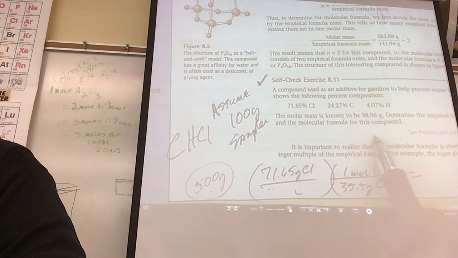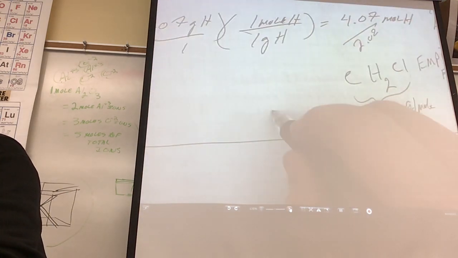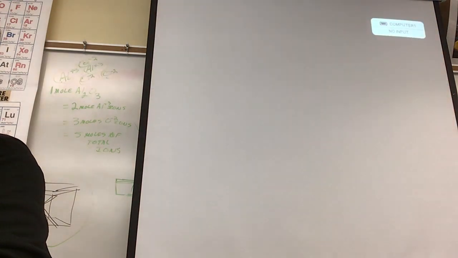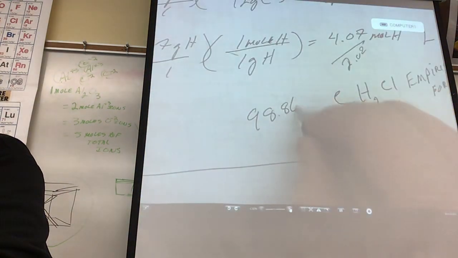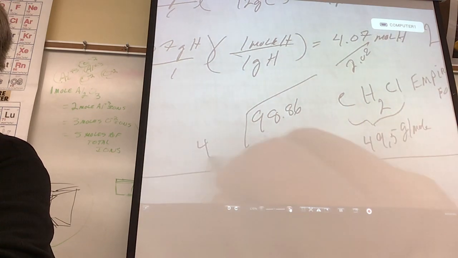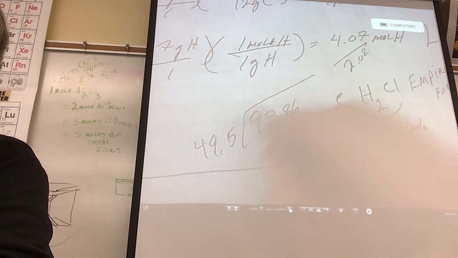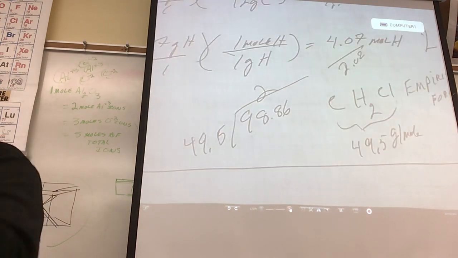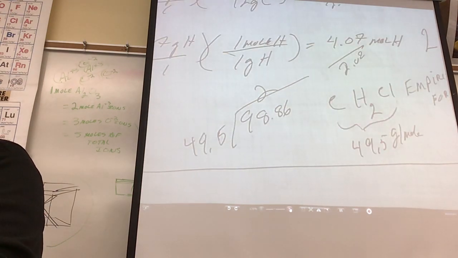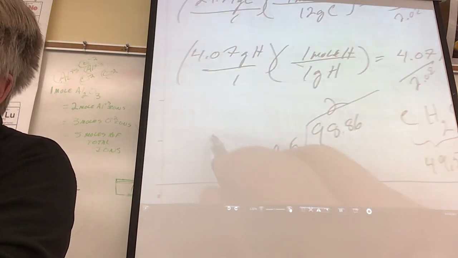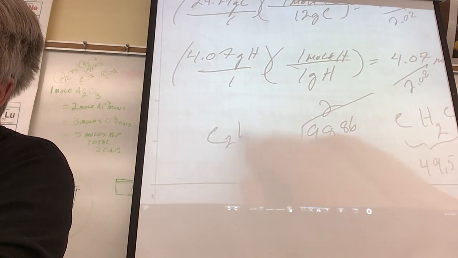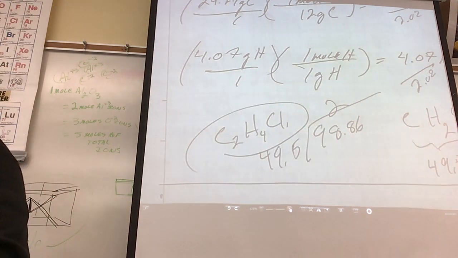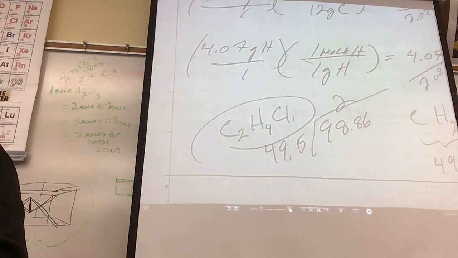No, it can't be. So, what do we do? What's that number again? 98.96. How many times will yours go into that? 2. So I don't need one of these. I need to double everything, don't I? So what's the final answer? C2H4. I'm telling you, I'm so proud of you for doing these.